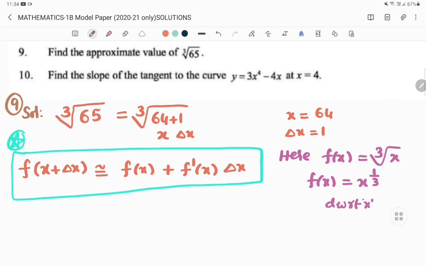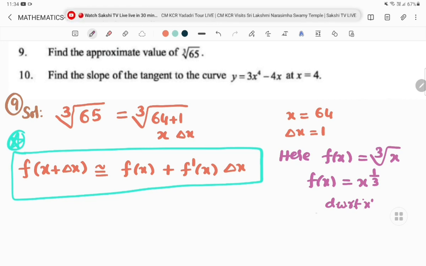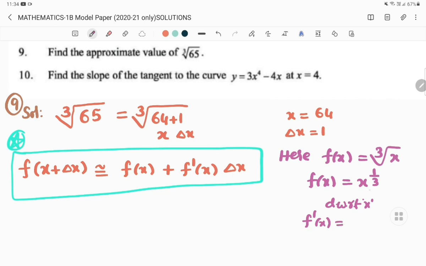Differentiate with respect to x. So f dash of x is equal to, x power n derivative, 1 by 3, x power 1 by 3 minus 1. So minus 2 by 3. So we got the f of x and f dash of x values, and the x value and delta x value are there, so substitute in this.